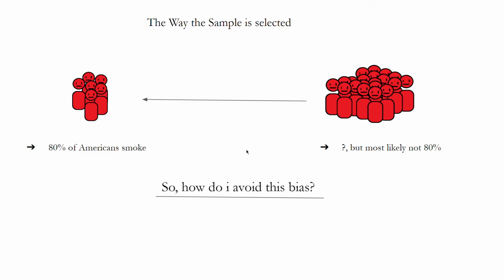So how do I avoid this bias? The best way to avoid this bias is to collect the sample randomly. You have to select the sample randomly. Instead of collecting data from only street X, collecting from every single street in America, so that you're not only asking smokers if they smoke, you're asking random people if they smoke. So it'll increase the chance that the statistic is close to the parameter.